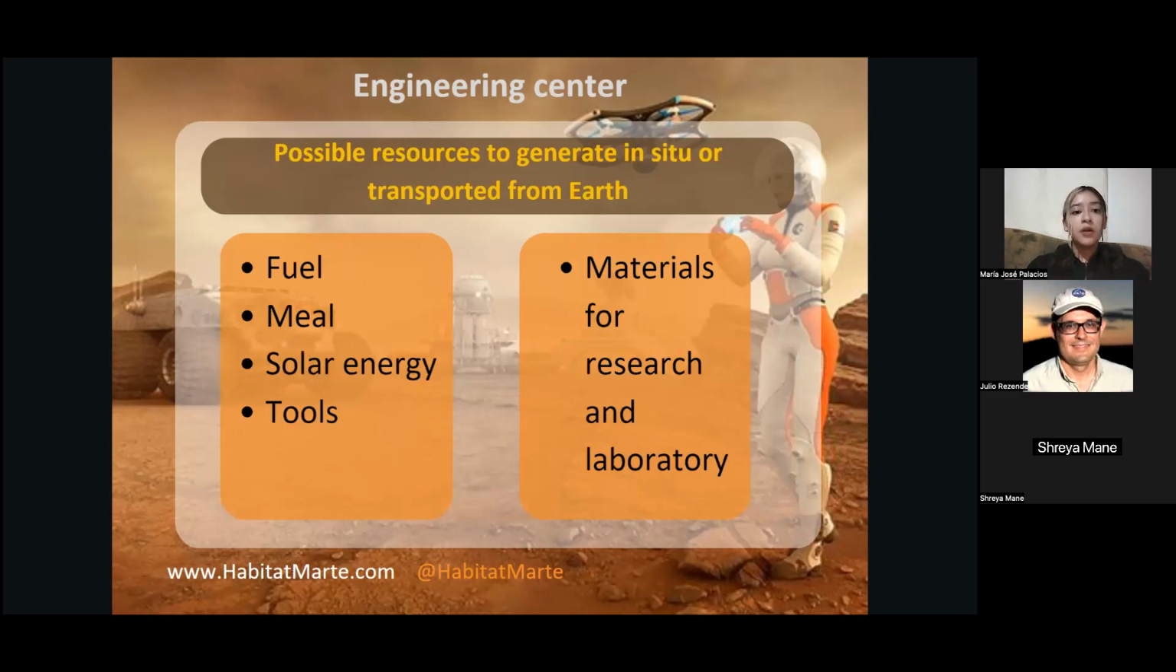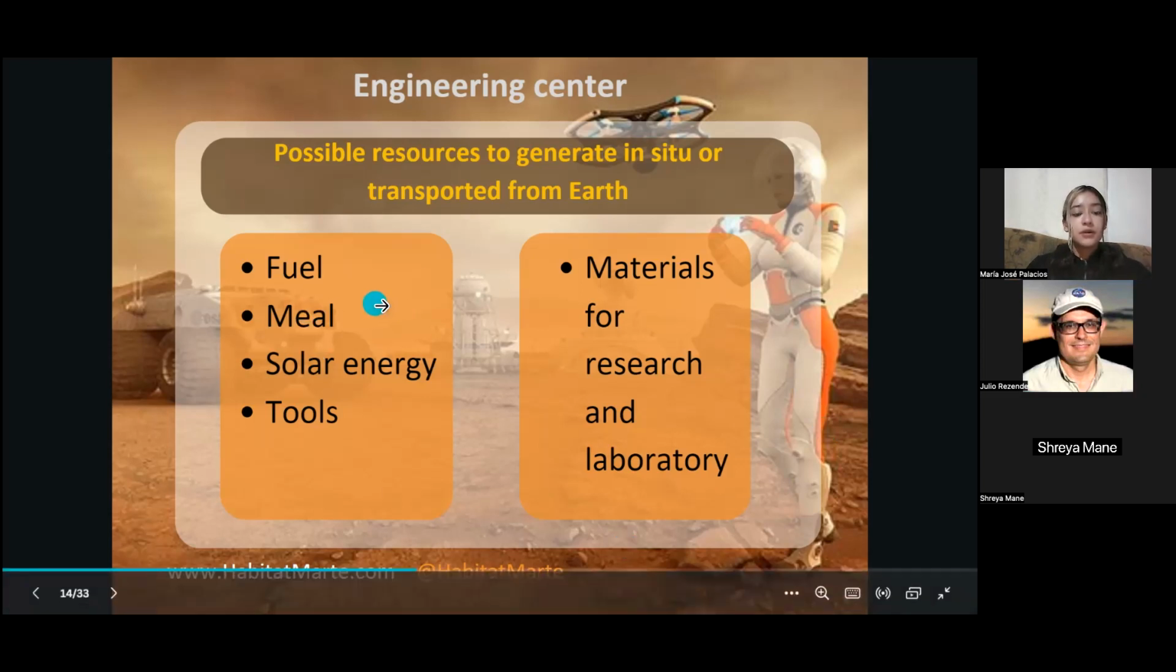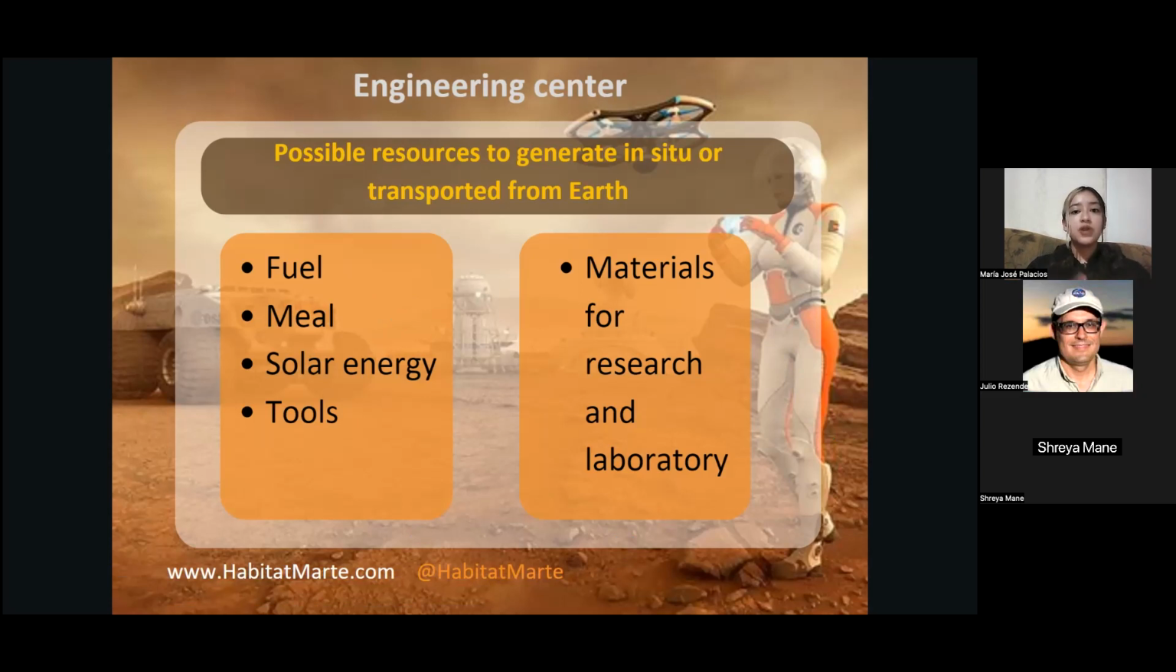Now I'm going to talk about the possible resources to generate in situ or transport from Earth. In the first square, we have the resource to generate in situ, like fuel. How are we going to generate fuel? Because on Mars, we're going to use the water found, and we can separate the oxygen and hydrogen, and with that we can get fuel.